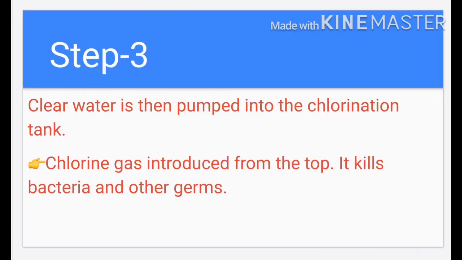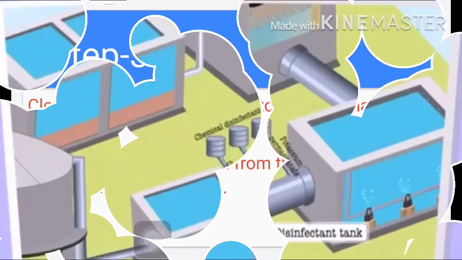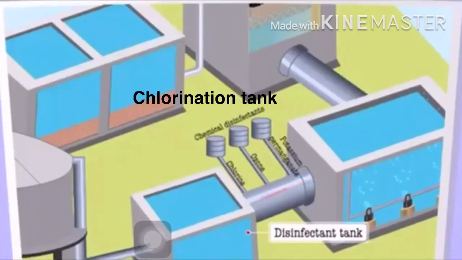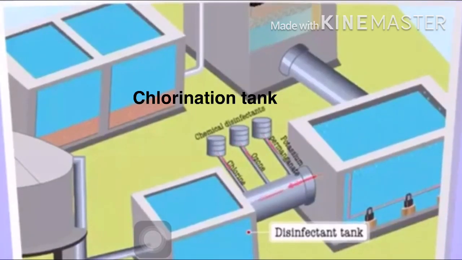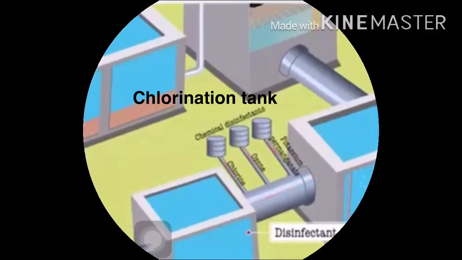Then in the third step, the water from the filtration tank passes to the chlorination tank. Here chlorine gas is passed to the water so that it kills the bacteria and the other germs that are present in the water, and then the water becomes purified water. This is a chlorination tank, and here the chlorine gas is passed through the water and it kills all the germs and impurities present in the impure water.